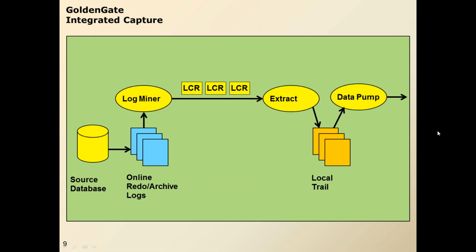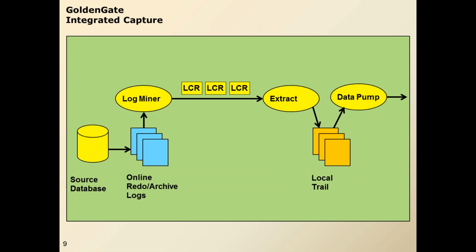So here, extract process is not reading the transaction logs directly. Your log miner is passing on the changes which are required by the extract process in the form of LCRs, logical change records. Now, the reason this change was required is that earlier, when the extract process read the transaction logs directly, it had some performance impact. However, here log miner is getting the change and passing on the changes to the extract process. So basically extract is not communicating directly with the transaction logs of the database. It is receiving the committed changes which are required.